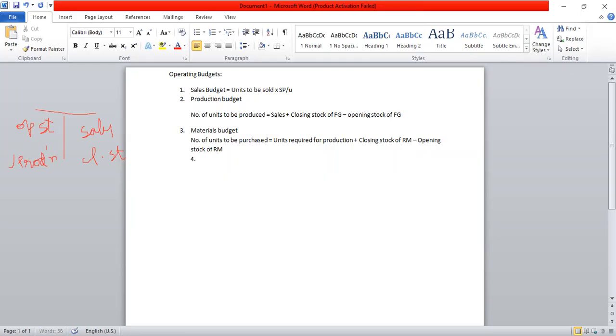Next one is labor budget. Labor budget has to be prepared. In case of labor budget it is again very simple. The labor cost is equal to number of labor hours into rate per hour. That's it, as simple as that.